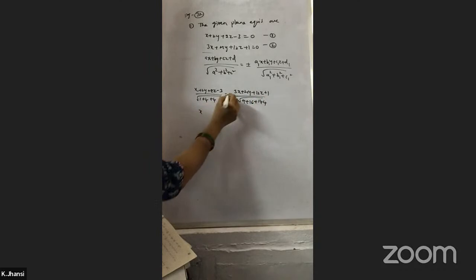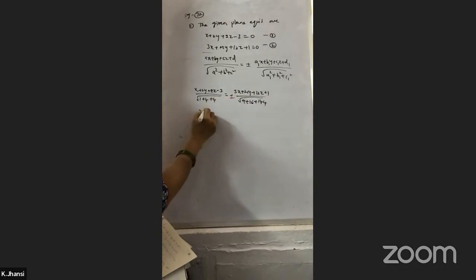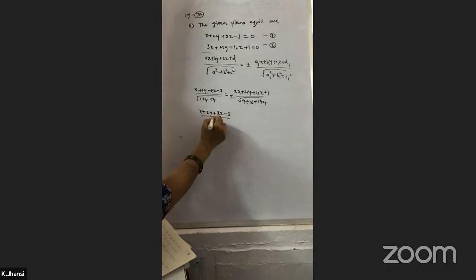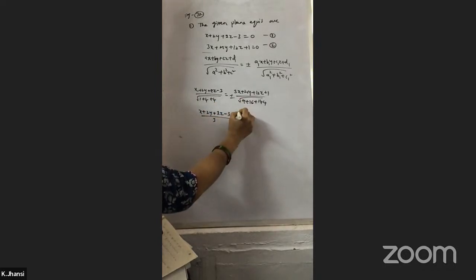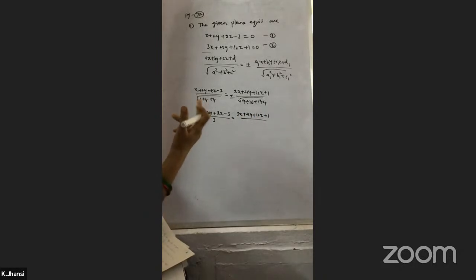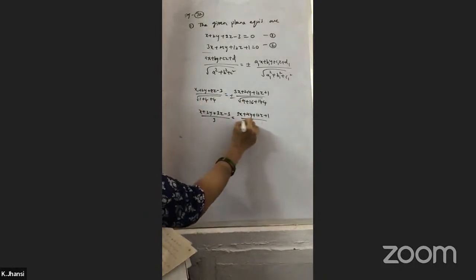Okay. So here you put it as plus or minus. So x plus 2y plus 2z minus 3 by, this is 4, 4, 8, 8 plus 1 is 9. So root 9 is 3. It is equals to 3x plus 4y plus 12z plus 1 by, and this is 16 plus 9 is 25, so it is 169. 169 root is 13.